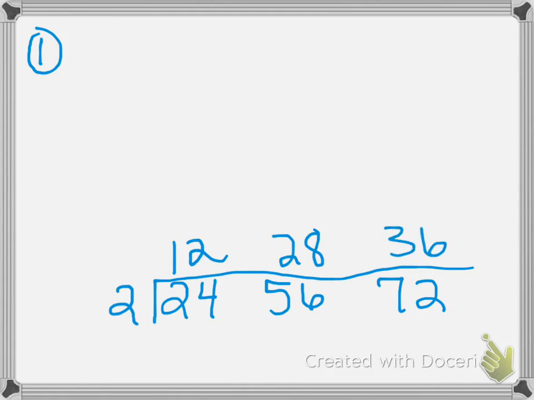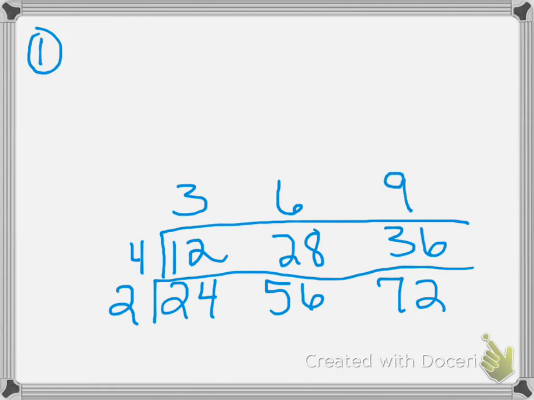All right. Now, looking at the three numbers on top of the ladder, all three of them have a common factor, so we need to take another step on our ladder. The common factor between 12, 28, and 36 is 4. 4 will go into 12 3 times. 4 goes into 28 6 times. And 4 will go into 36 9 times.